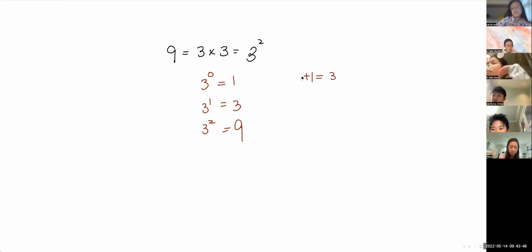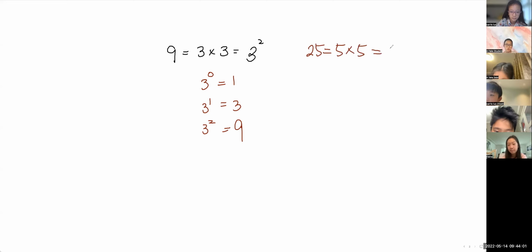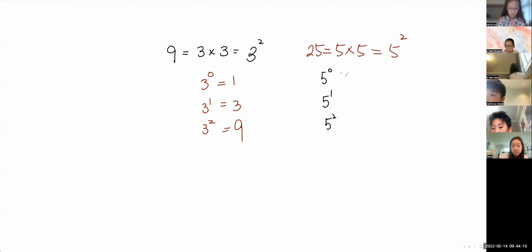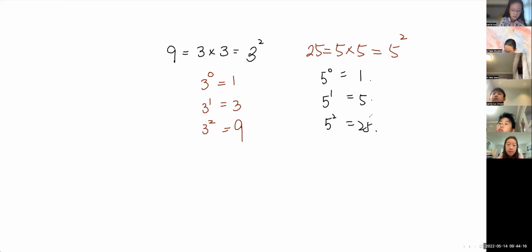So we have learned this one, right? So we are just focused on numbers that only have one base factor. For instance, 2. For instance, 3, right? So for instance, we have 25 equals 5 times 5, which is 5 squared. So how many factors do we have? 3, because it's 5 to the power 0, 5 to the power 1, and 5 squared, right? So equals 1, 5, and 25. So this number 25 only has 3 factors.